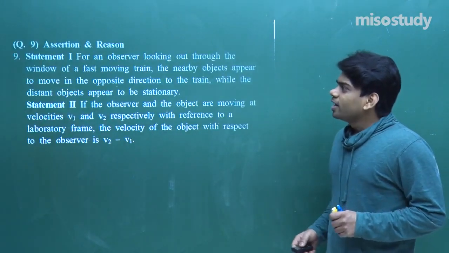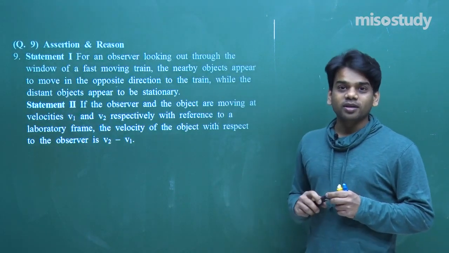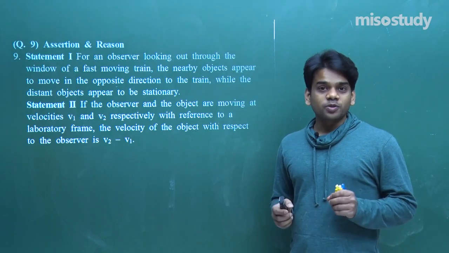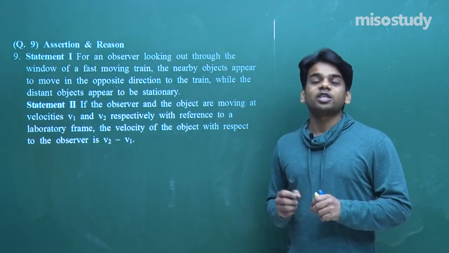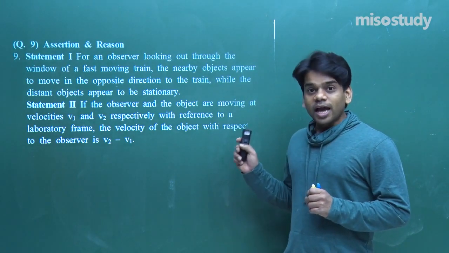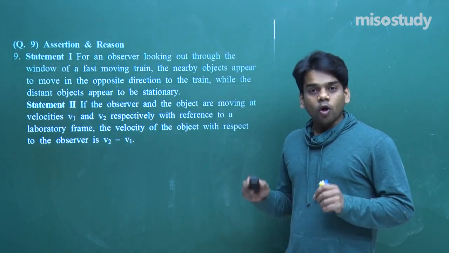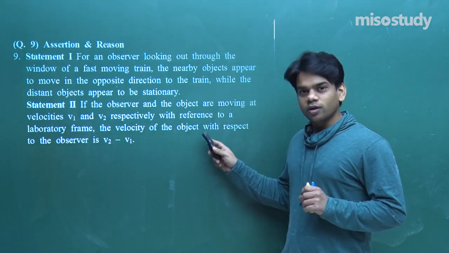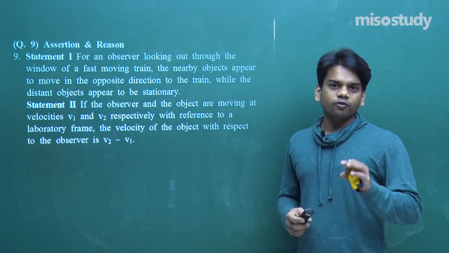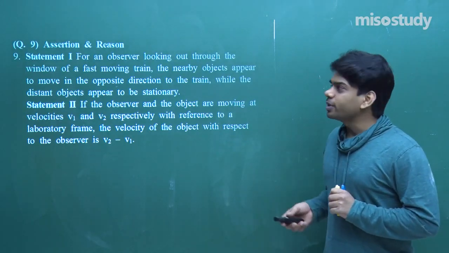The next one, assertion and reason. Before doing this question, there will be 4 statements that would be given to you, with 4 options A, B, C, D. How do you have to opt? Option A, you will opt if both statements are true and statement 2 is the correct explanation for statement 1. Option B, you opt when both are true but statement 2 is not the correct explanation of statement 1. Option C, if 1 is true, 2 is false. Option D, if statement 1 is false, statement 2 is true. These are the 4 options A, B, C, D that you need to know in assertion reason for what you have to mark. Now let's read this statement.